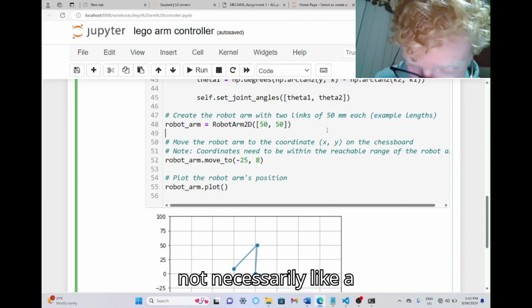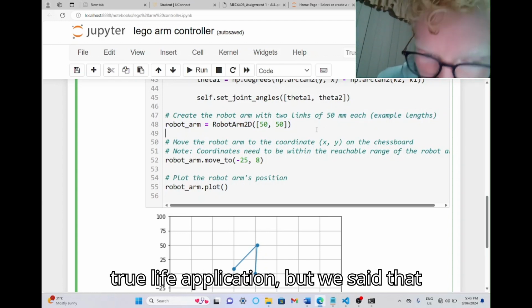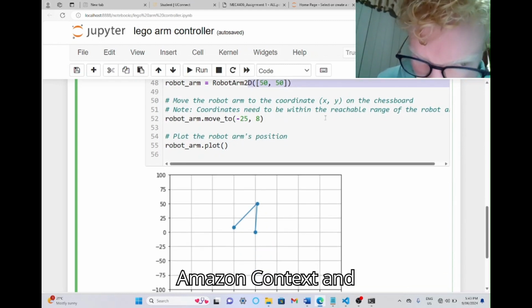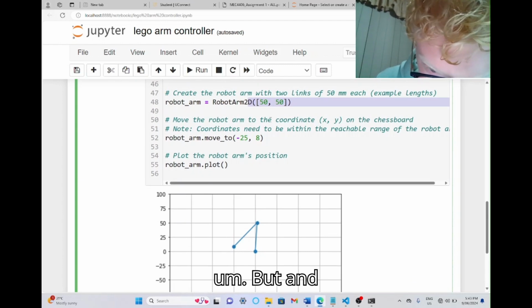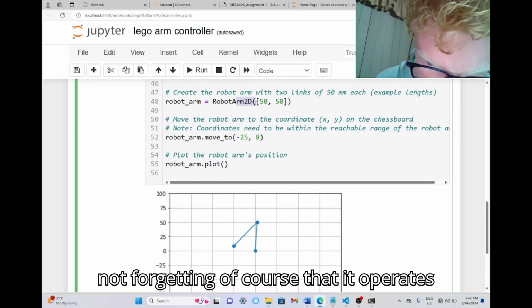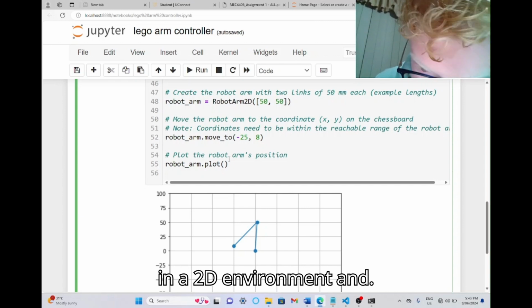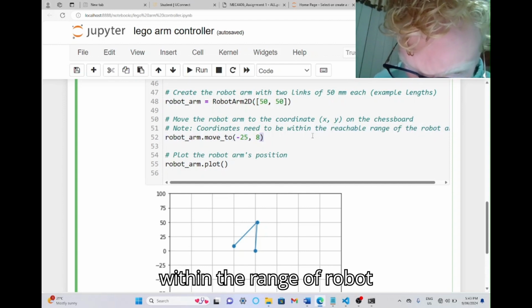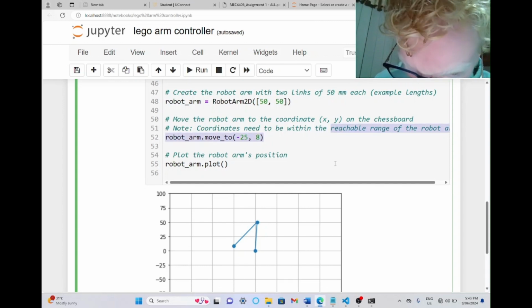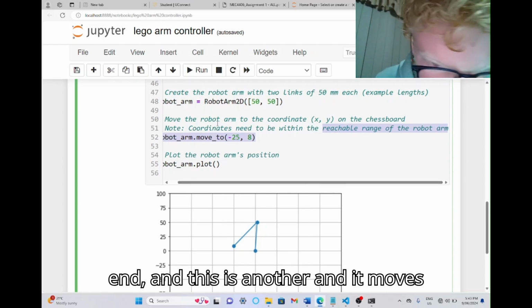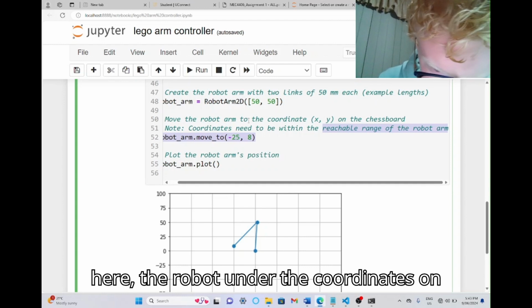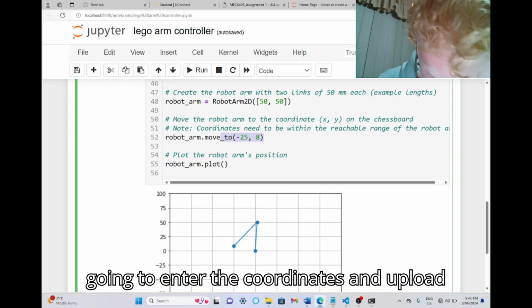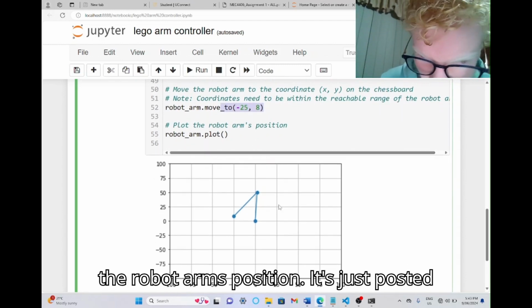This is not necessarily a true life application, but we said that the joint lengths will be 50, not forgetting of course that it operates in a 2D environment, and the coordinates need to be reachable within the range of the robot arm. This is a node, and it moves the robot arm to the coordinates on the chessboard. This is where we're going to enter the coordinates and plot the robot arm's position. It just plots it on here.